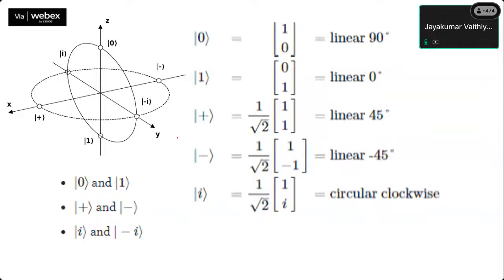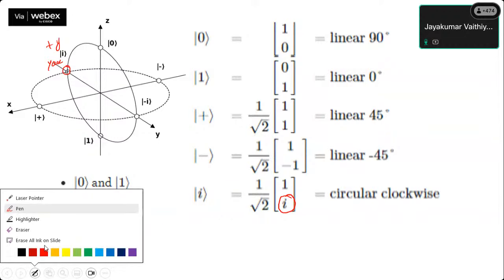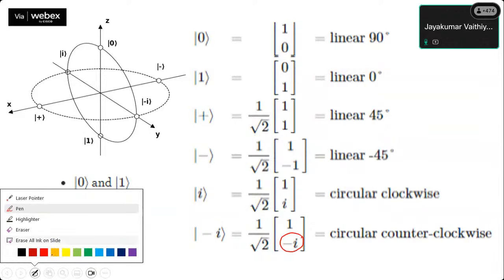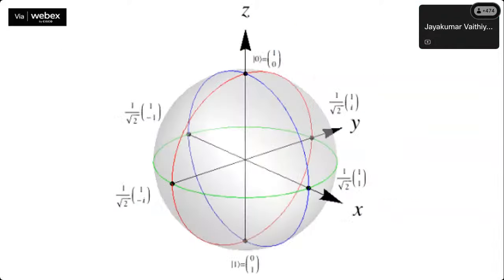So look at state I, which is nothing but the y-axis. So this is like positive y, right? So for positive y, the second component is I, because the y-axis represents the imaginary axis. Okay. So in the same way, if you want to represent minus I state, the second component is minus I. So the whole form you can see in this way: 0, 1, positive, negative, plus I, minus I.